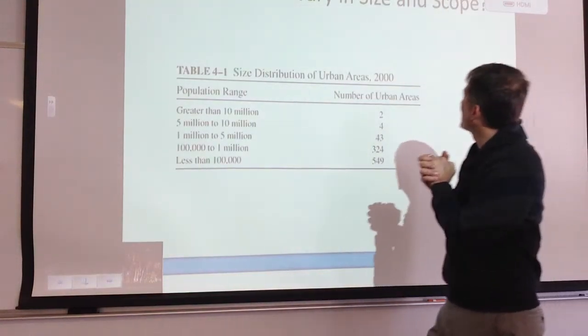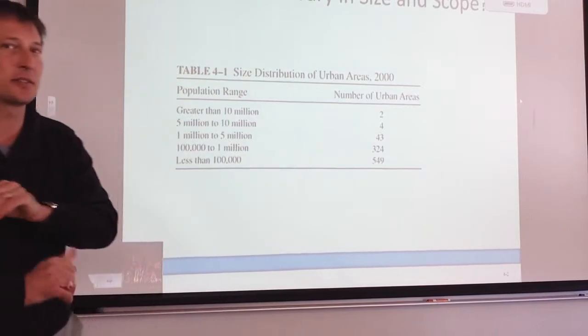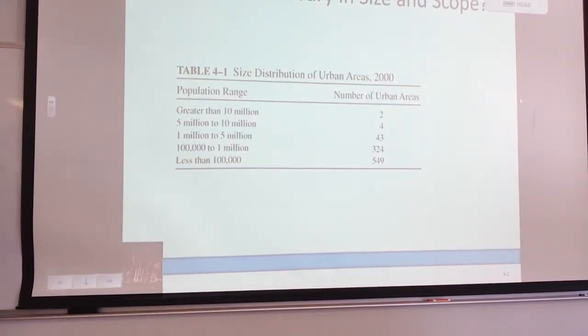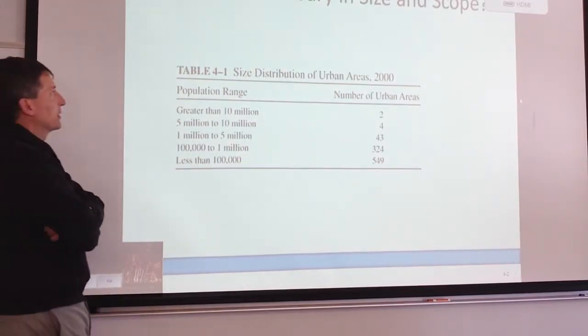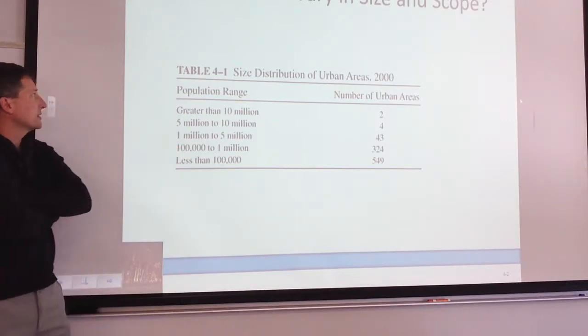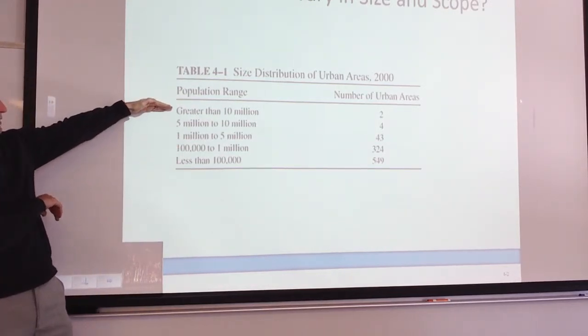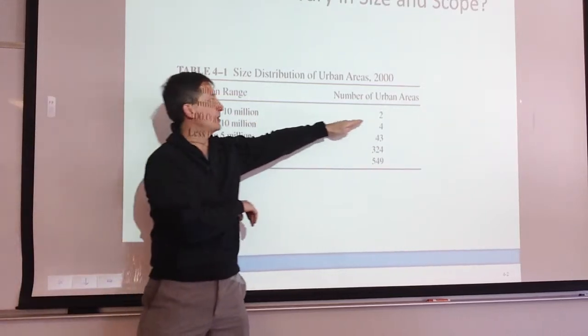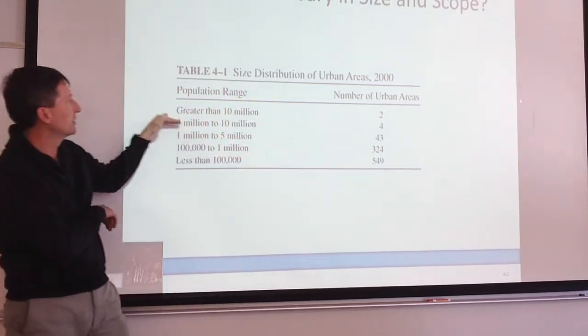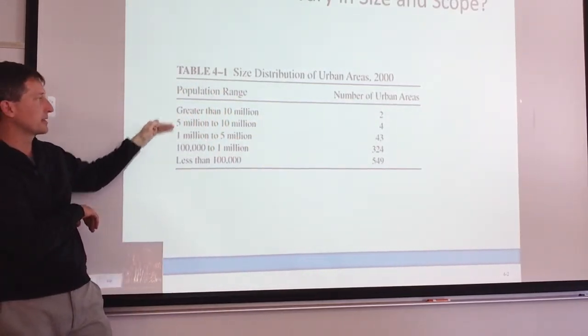Okay, why do cities vary in size and scope? What causes some of the variation? Here's some real world data from 2000. Populations greater than 10 million: just 2. 5 to 10, and then we start to see it go up and up.